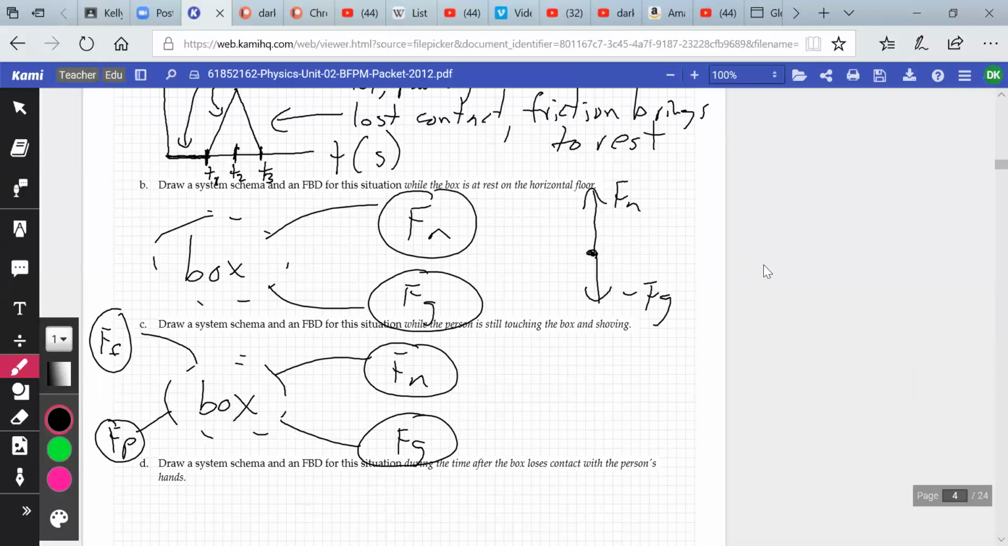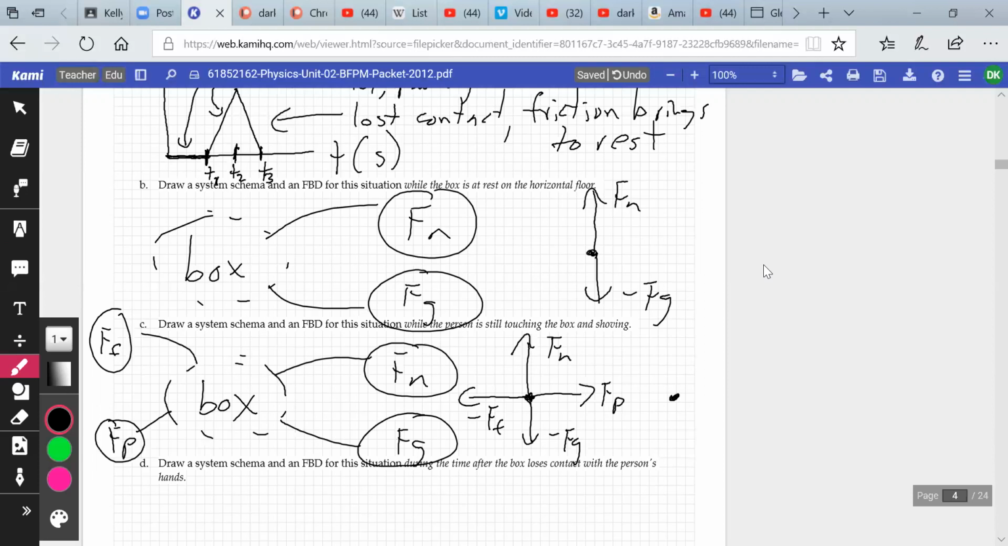Okay, so let me just draw both of those situations. Free body diagram for the static case: normal force from the ground, force of gravity, pushing force, and my static friction. This friction is going to be equal and opposite my pushing force. So everything's in balance. The normal force and gravity are equal. My pushing force and friction are equal. Net force is equal to 0. Object's at rest.